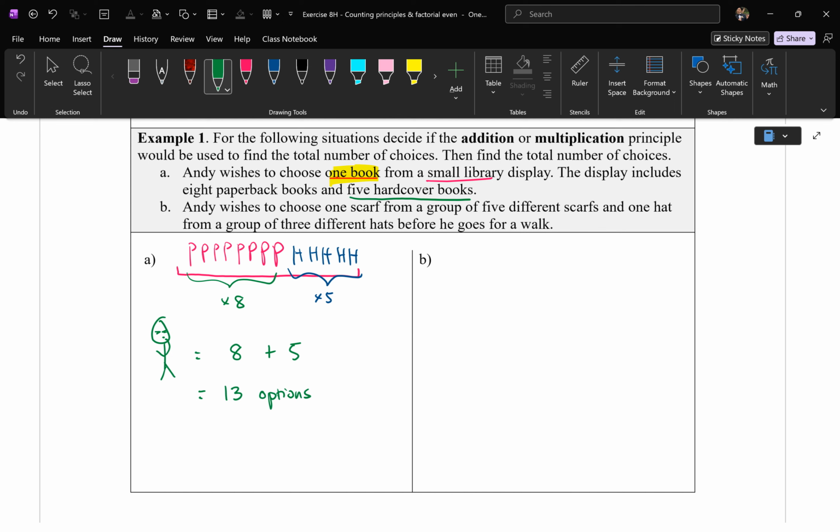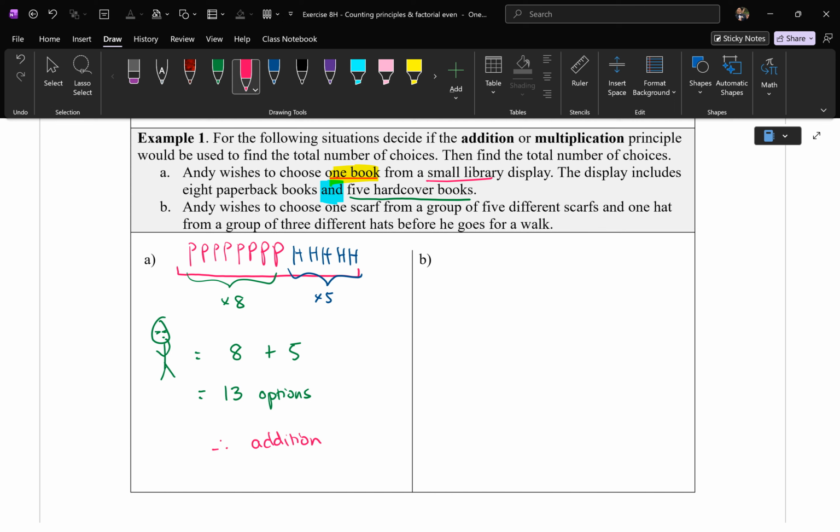Whereas if the question was to say one paperback and then one hardcover, then obviously you'd have many more possibilities. In fact, it would have been 8 times 5, it would have been 40 possible options that he could have chosen one paperback and one hardcover. So yes, I know that the word says and, but looking at the scenario, can you see why this is an addition principle and not a multiplication principle?